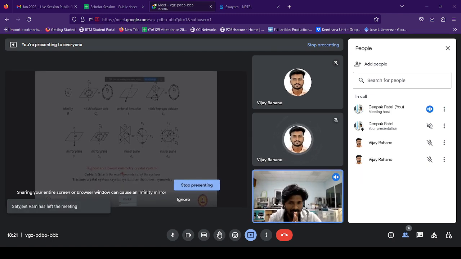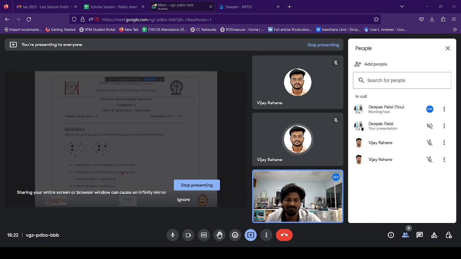So one question is really what is the highest symmetry crystal system and the lowest symmetry system. The cubic lattice is the most symmetric of any kind of lattice, and triclinic is the lowest symmetry. So this was just a brief intro about the course topic which you have already learned in the last lecture from sir. Now I will discuss the assignment.